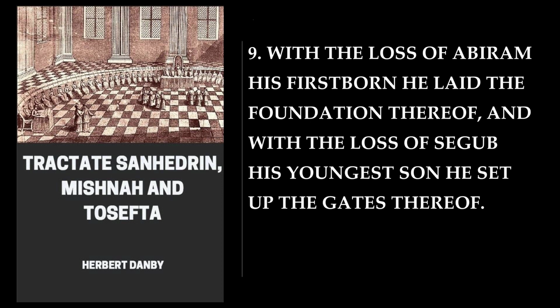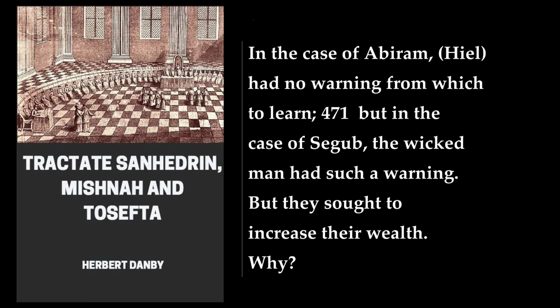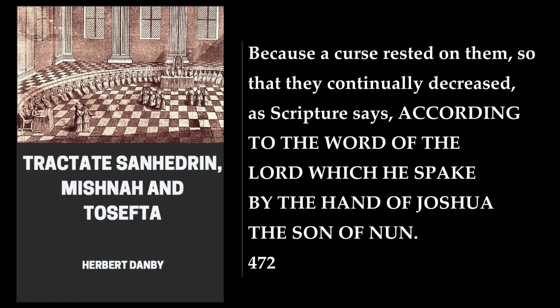9. With the loss of Abiram his firstborn he laid the foundation thereof, and with the loss of Segub his youngest son he set up the gates thereof. In the case of Abiram, Hiel had no warning from which to learn, 471. But in the case of Segub, the wicked man had such a warning. But they sought to increase their wealth. Why? Because a curse rested on them, so that they continually decreased, as Scripture says, according to the word of the Lord which he spake by the hand of Joshua the son of Nun.